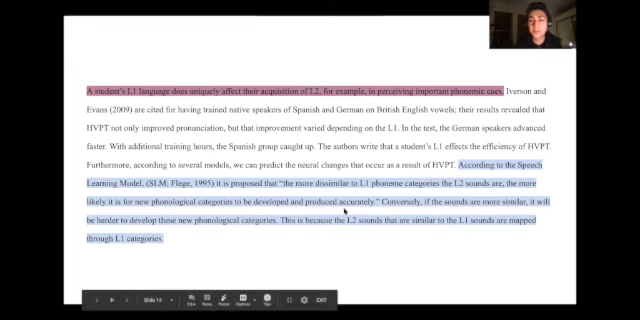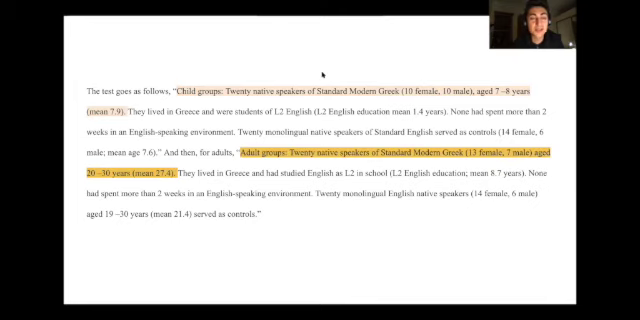So, think about that. The test goes as follows. Once again, there's a child group of 20 native speakers of Standard Modern Greek, age 7 to 8. And then the adult group is 20 native speakers of Standard Modern Greek, age 20 to 30. They both have background with English, studying it. We're going to see if the kids do better than the adults.